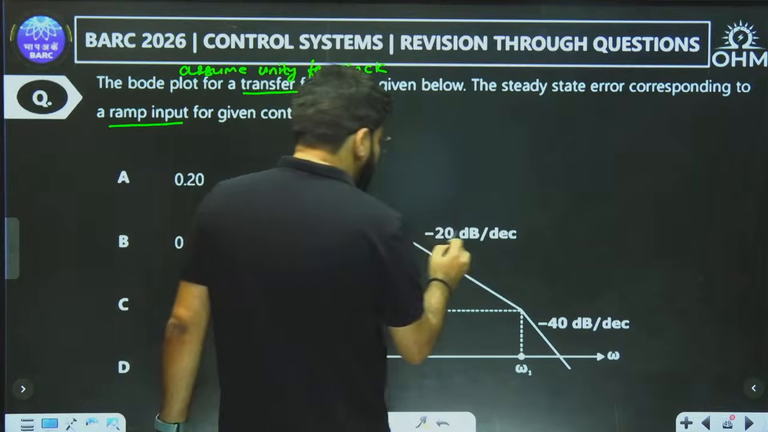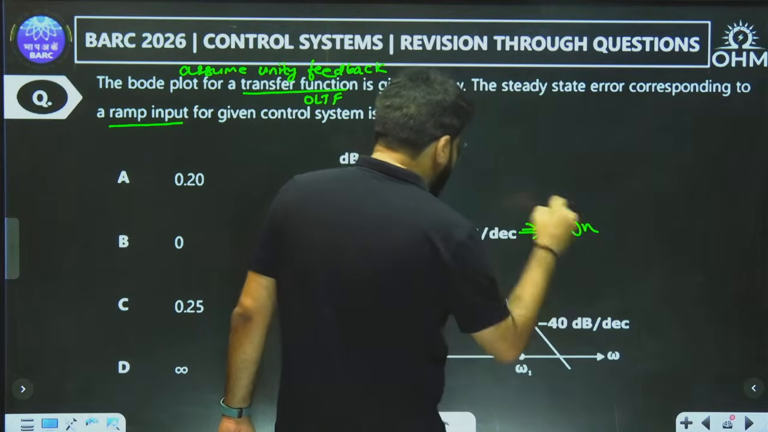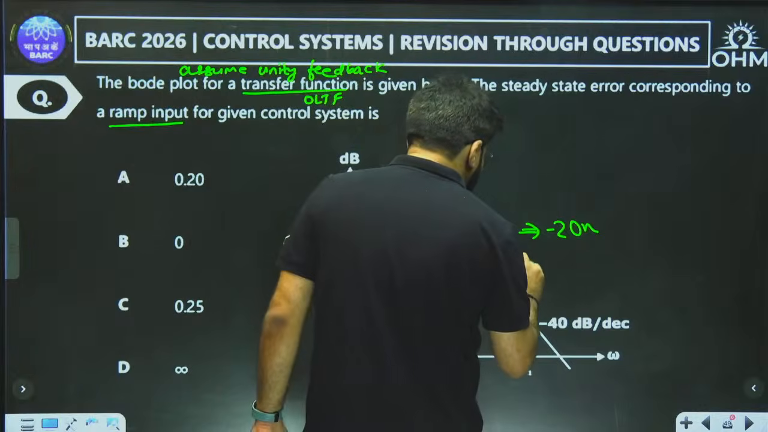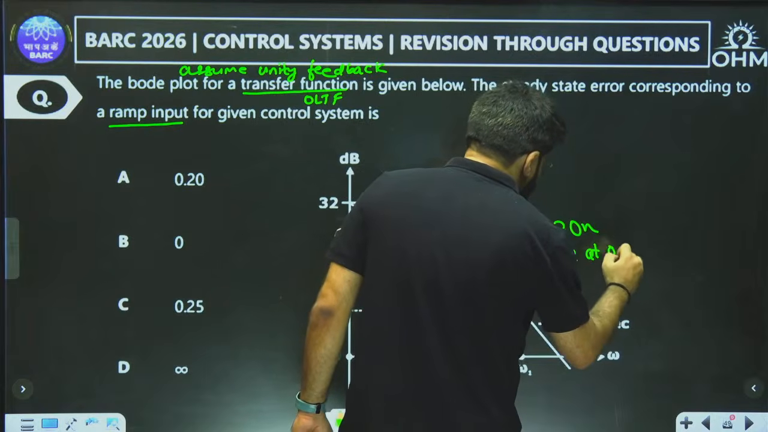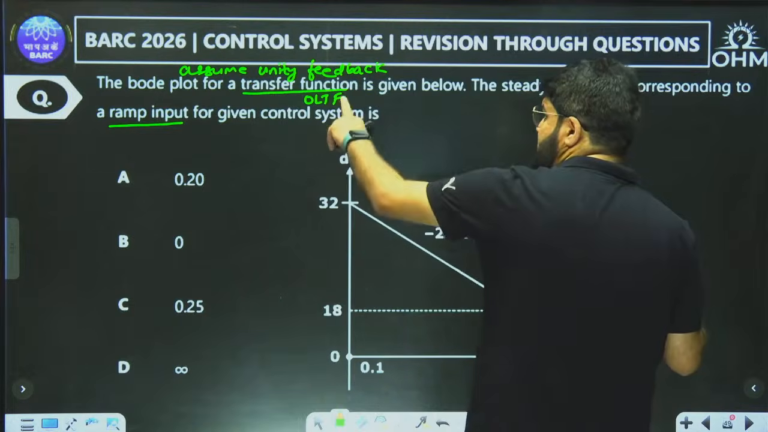Now you see here, what is the initial slope? Minus 20. The initial slope is minus 20n. Negative means poles at the origin. So I'll compare with minus 20n. What is the value of n? n equal to 1. n is 1 pole at the origin for G(s).